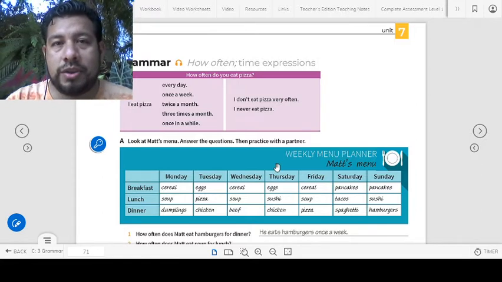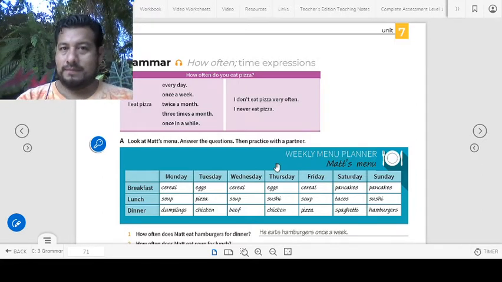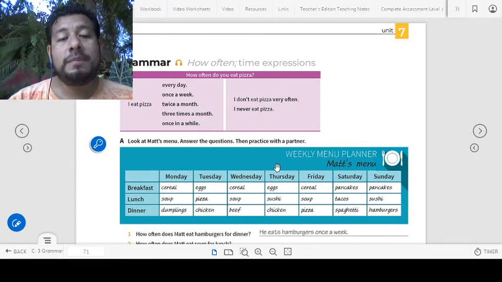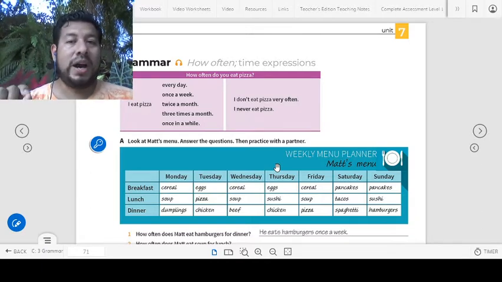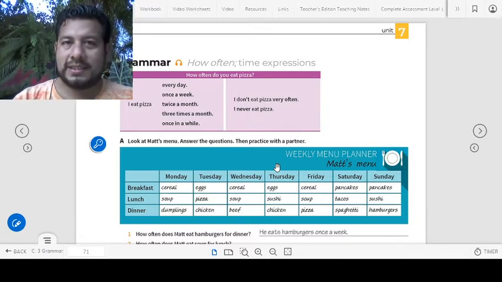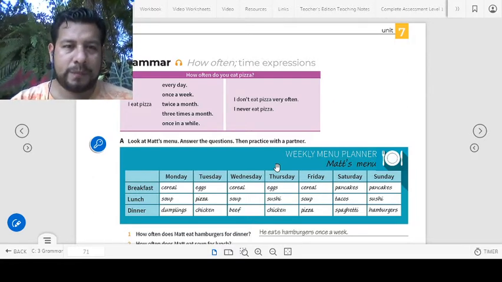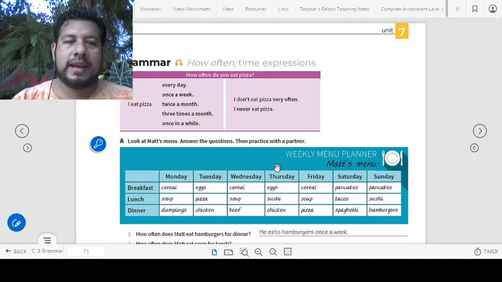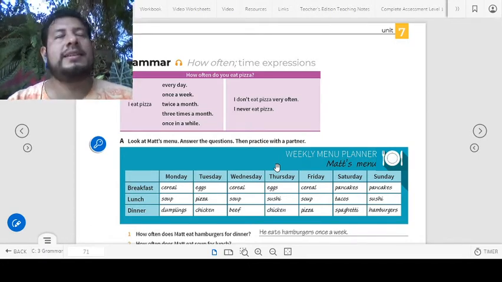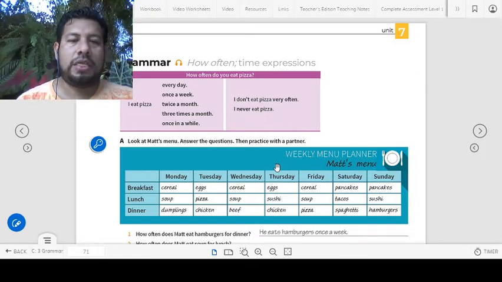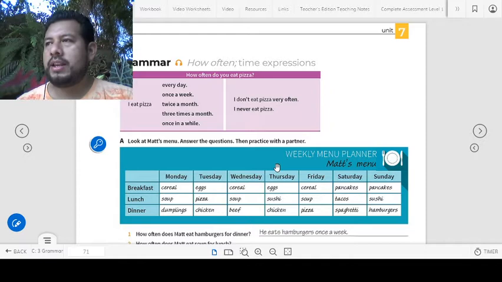How often do you have English classes? I have classes once a week, on Saturdays, right? I eat pizza twice a month. Twice. ¿Sale? Siguiente palabra para decir dos veces. Twice. I eat pizza twice a month. Ya de ahí ya le tienen que variar. Ya no hay una palabra para decir tres veces. Ya tienen que decir 3 times. 3 veces. I eat pizza 3 times a month, 3 times a week.